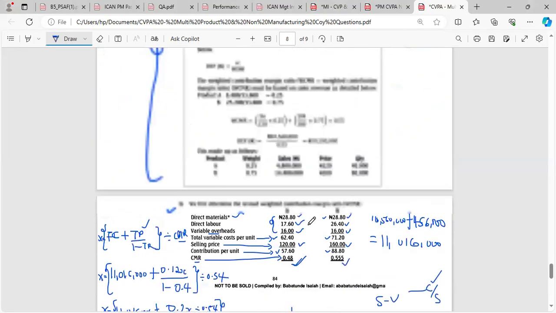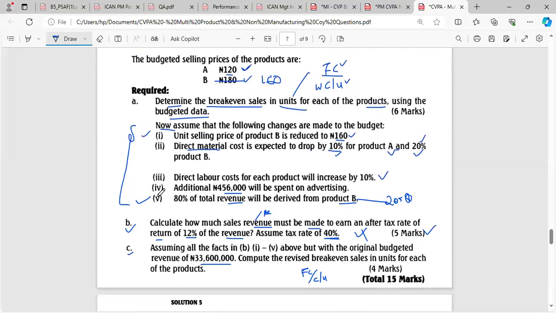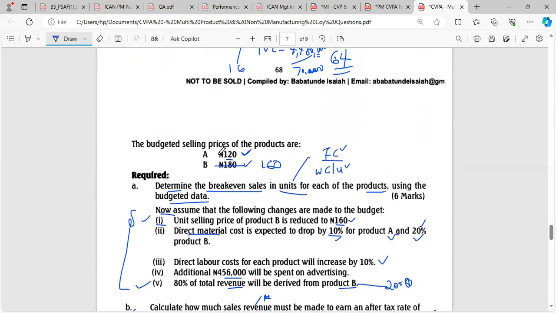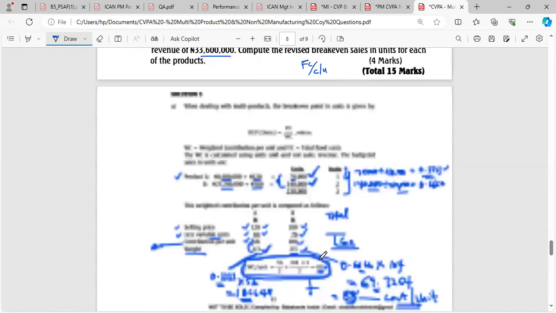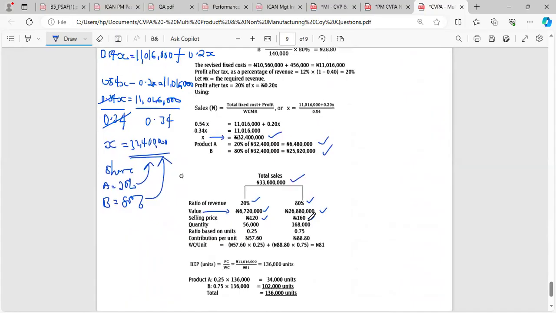How do I know? Because they told me to make use of the information in I to V. And the only information in I told us that the unit selling price of B is reduced to 160, but A will remain 120. So I'm using 120 and 160. So the unit selling price does not change. So if that is the case, my total sales of 6.7 divided by 120 will give me the quantity that I'm selling.